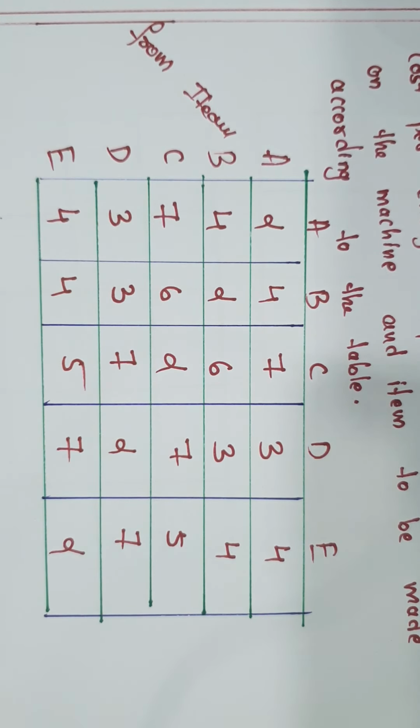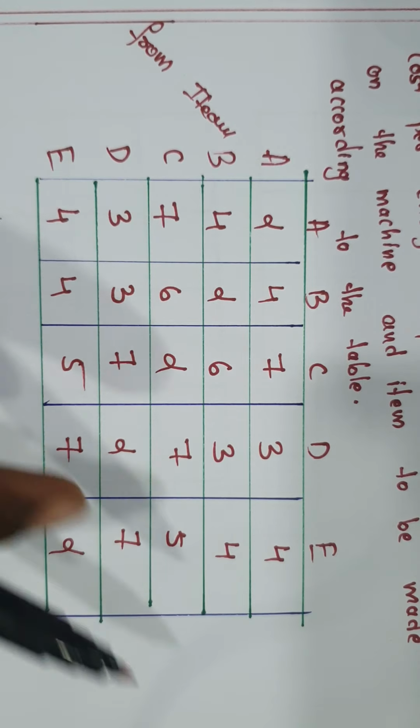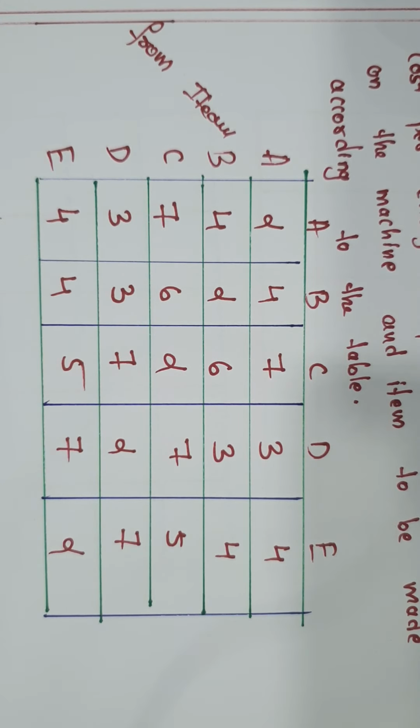So here items A, B, C, D, E are given along rows and columns, or you can take 1, 2, 3 also. A is assigned to A, B is assigned to B, like this also you can do. Whenever alpha or M is given, or a blank is given, you can write M or alpha, whatever you want. It's up to you.